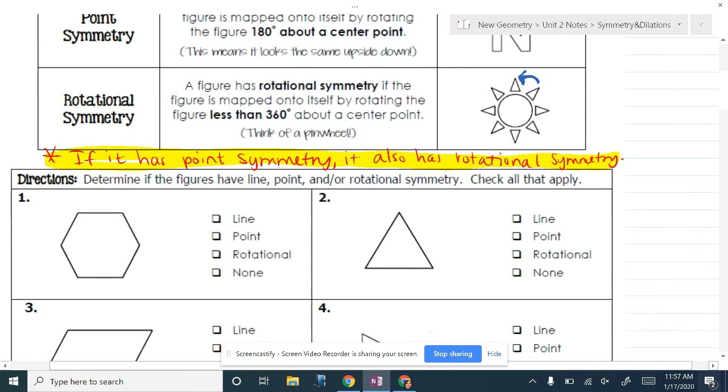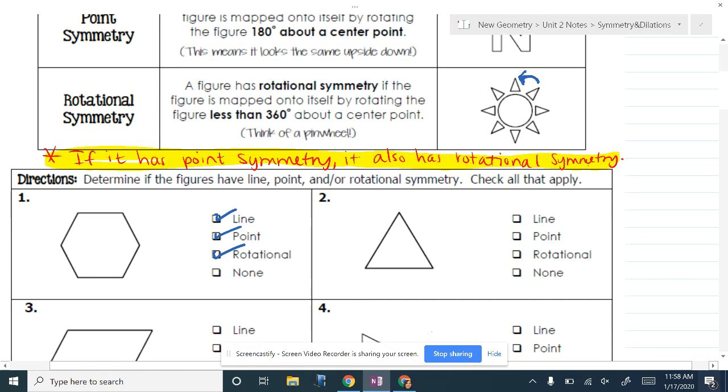So first of all, this is a regular hexagon. Notice if I take a line and draw it right there, it matches up on both sides. Therefore, this figure has line symmetry. And it looks exactly the same upside down, so therefore it has point symmetry. And if it has point symmetry, then it also has rotational symmetry.